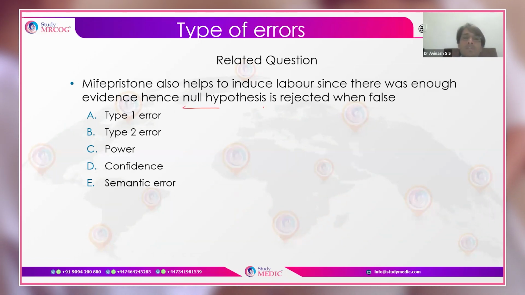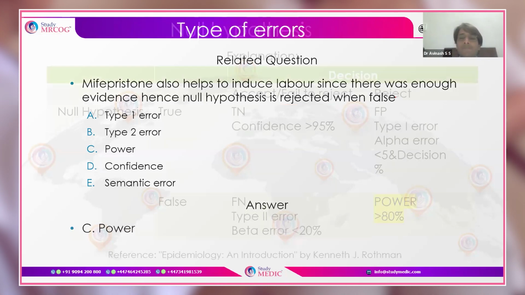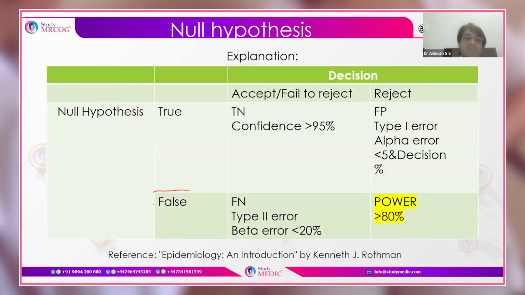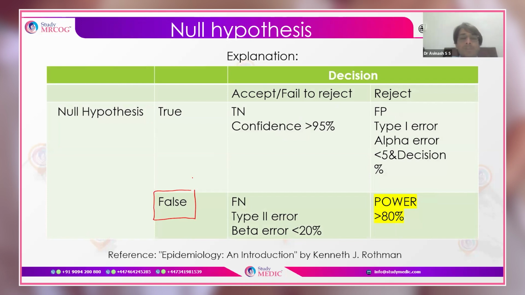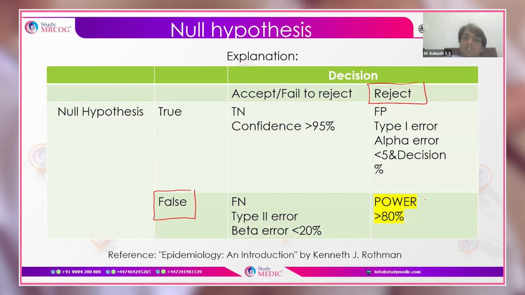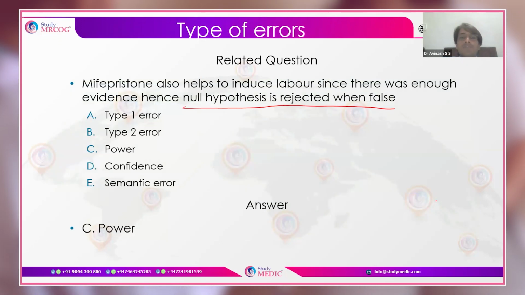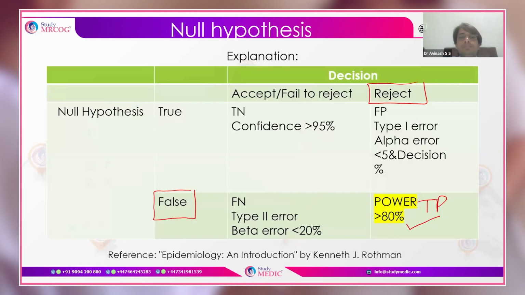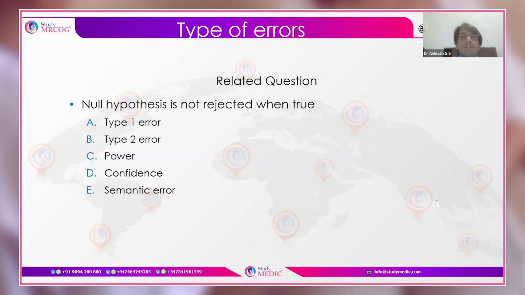So null hypothesis is rejected when false. So it is power or true positive finding. So we can see the induction of the labor by the mifepristone, and the null hypothesis is there is no effect of mifepristone on the induction of the labor. It is false. We should reject that false null hypothesis and conclude a true positive finding, which is power. And we are doing that here. You can see null hypothesis rejected when false: power.